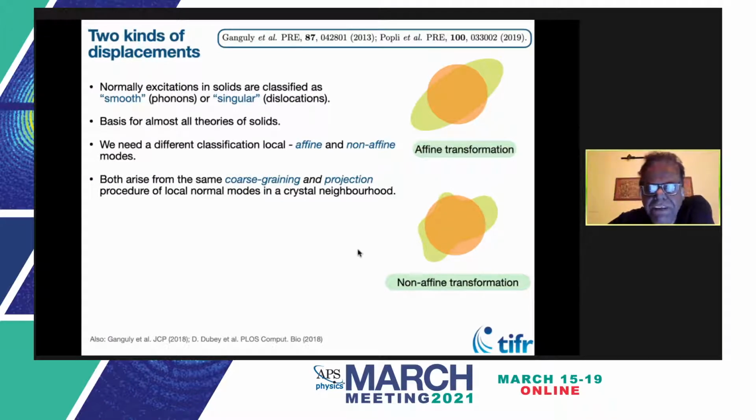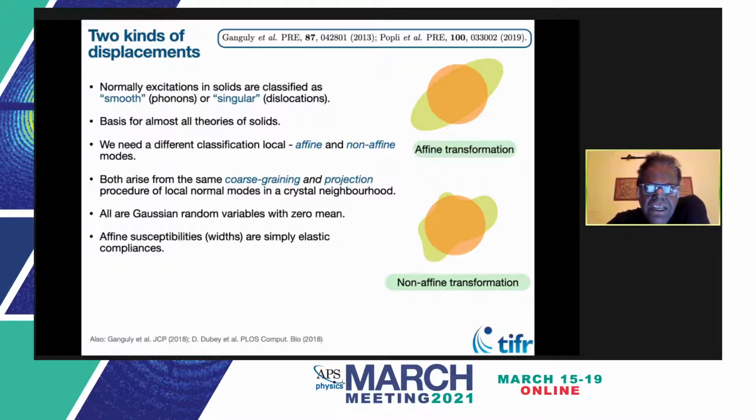That's an affine transformation. You take the same circle and you transform it into an amoeba. That's a non-affine transformation. So we go into each neighborhood inside the solid, do a coarse graining of the local normal modes, and project them into mutually orthogonal subspaces, affine and non-affine. Okay, so all these projections are Gaussian random variables with zero mean, because they are, after all, linear combinations of phonons.